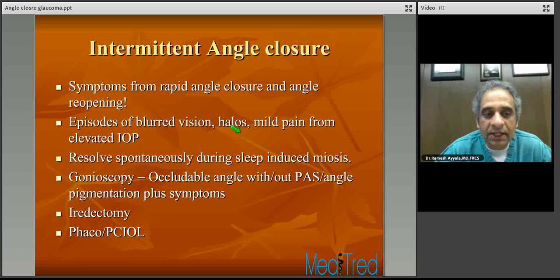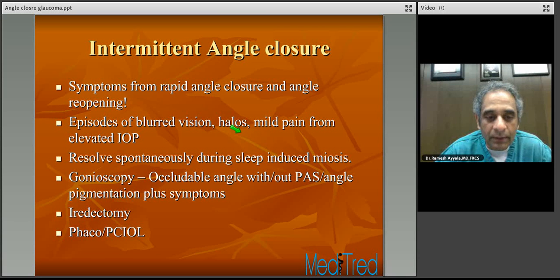So in these cases, if you ask patients for a careful history, you can elicit a history of intermittent angle closures, and on clinical examination, i.e., gonioscopy, you can actually detect previous signs of angle closure: occludable angles with or without peripheral anterior synechiae, and angle pigmentation.